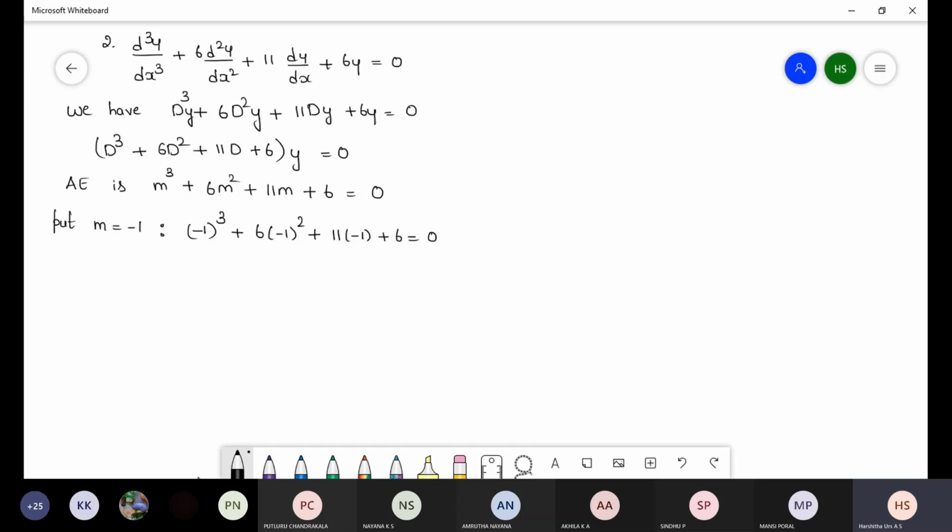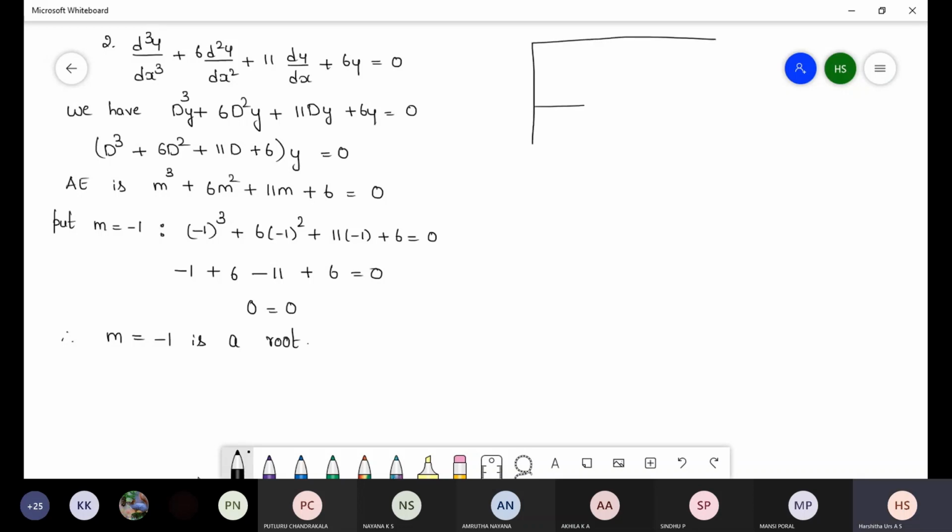Trial and error method. So -1 whole cube is -1, plus 6 into -1 whole square is plus 6, minus into plus minus 11, plus 6 is equal to 0. 6 plus 6 is 12, minus 12 is 0, equal to 0. Therefore m is equal to -1 is a root. With the help of this m is equal to -1, we can find out the synthetic division.